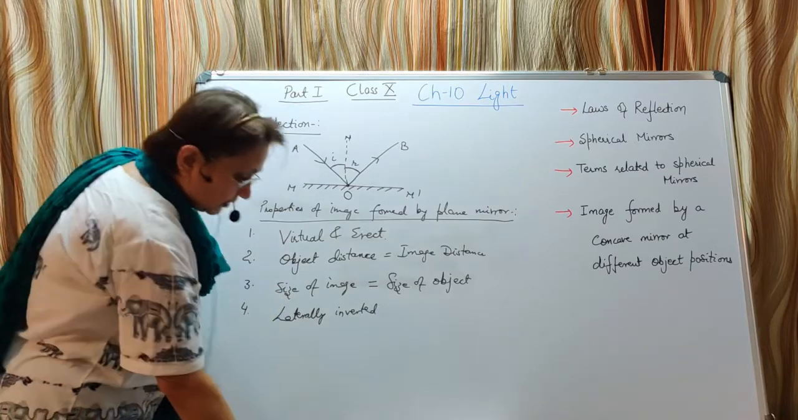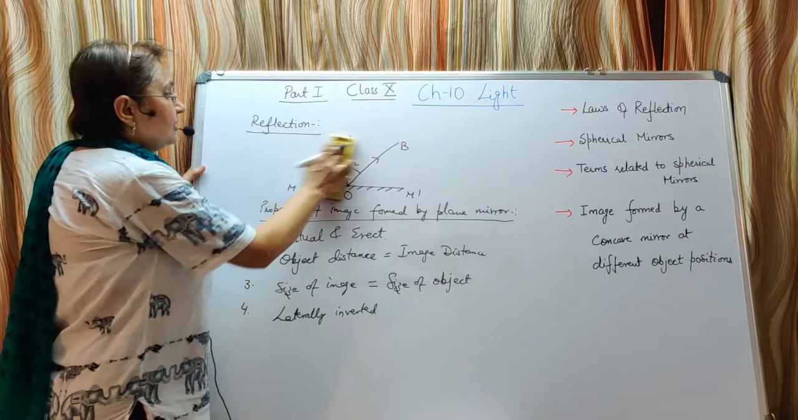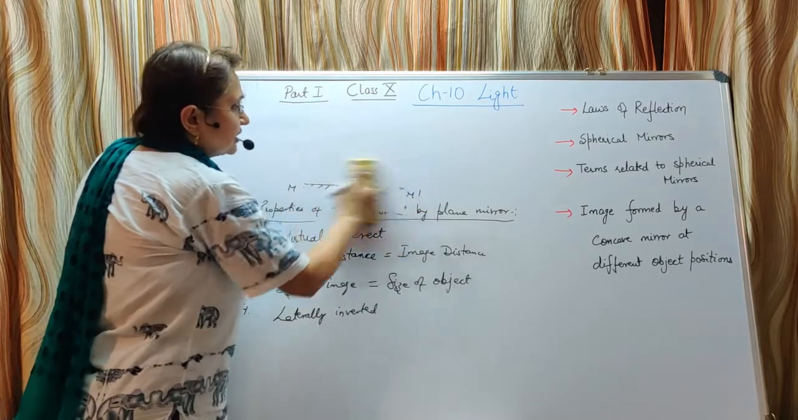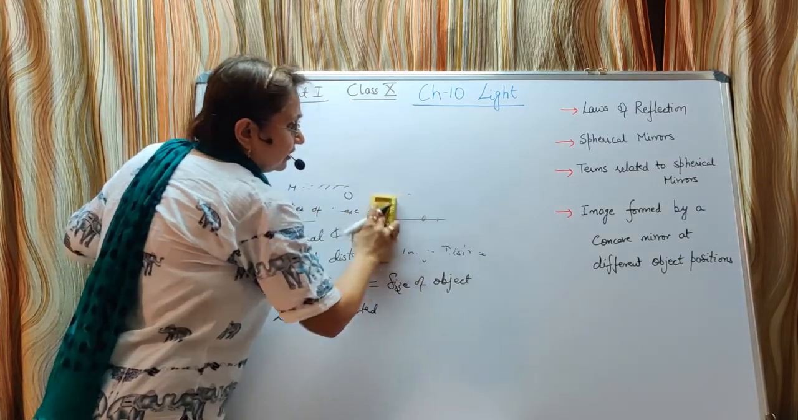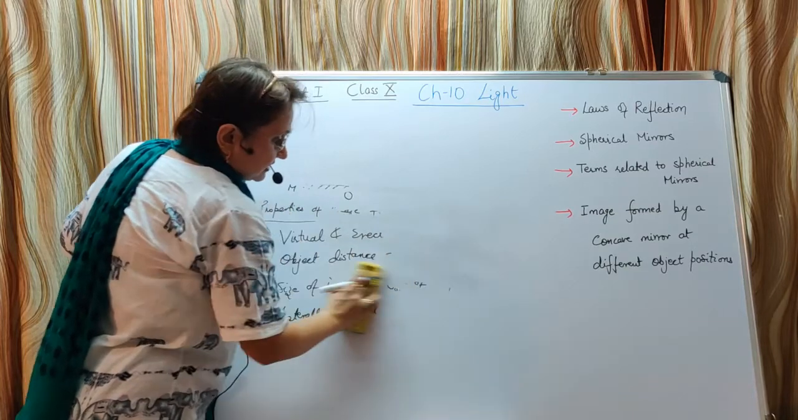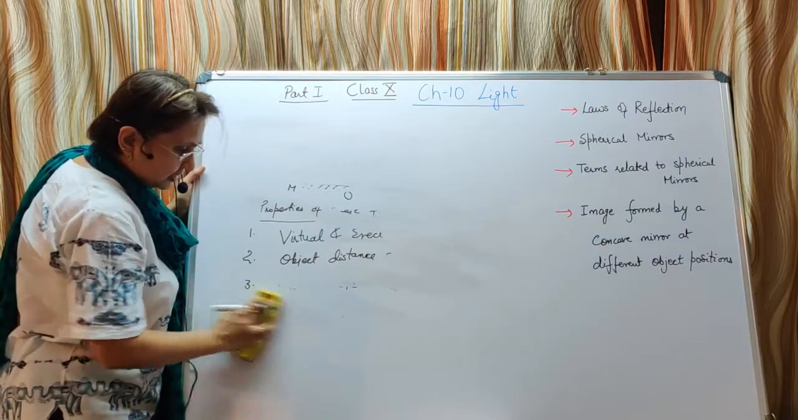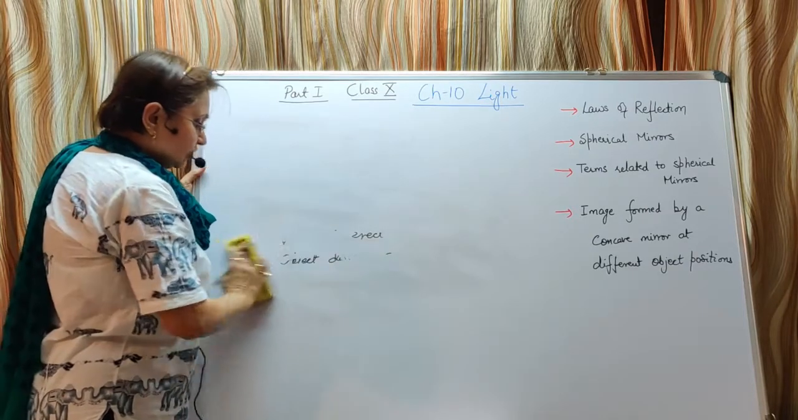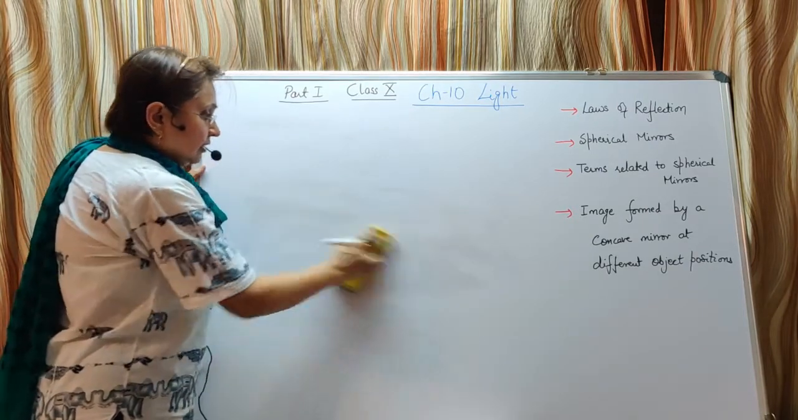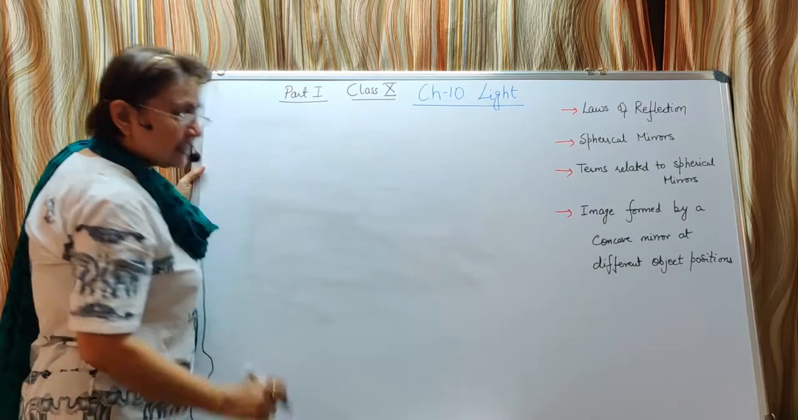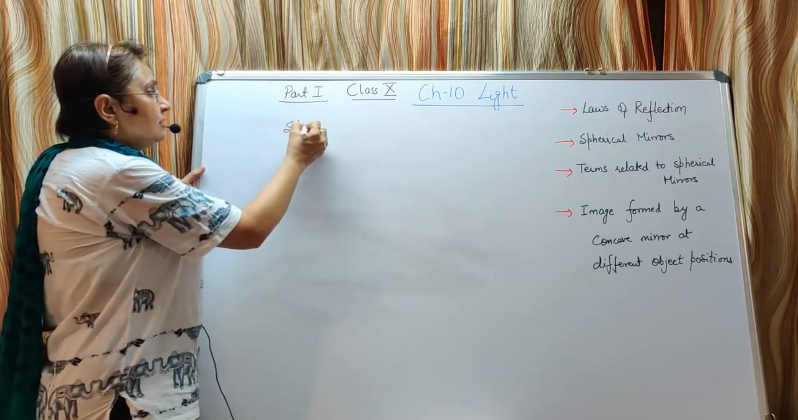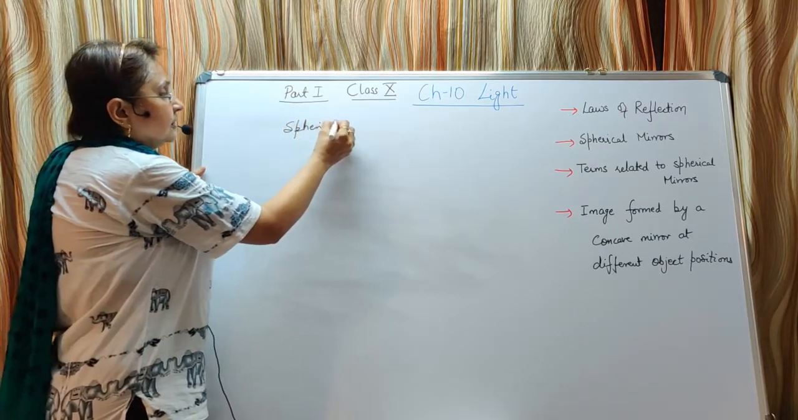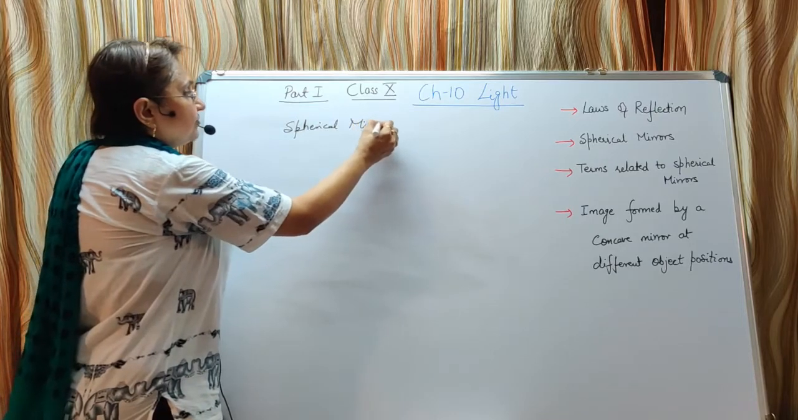Okay, next we proceed to spherical mirrors. Spherical mirrors are those in which the reflecting surface, that is the polished surface, is a part of a sphere. Such mirrors are called spherical mirrors.